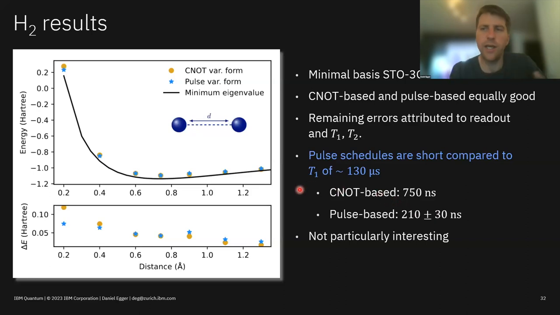So H2 is not a particularly interesting case to show, but it is kind of a sanity check. It shows here that the pulse-based ansatz performs about as well as the CNOT one. And one of the reasons why we still have certain errors here between the ideal and what was measured is simply because you have things like readout errors that impact.